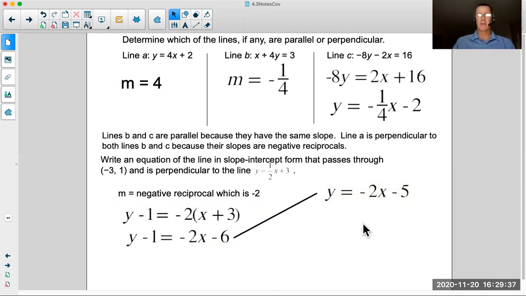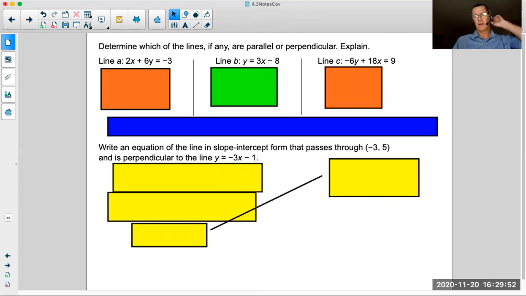Or again, you could have done it the other way and just plugged into y = mx + b using -2 for m, -3 for x, 1 for y, solve for b, and then we're good to go. Okay. All right, so try that on this next problem.